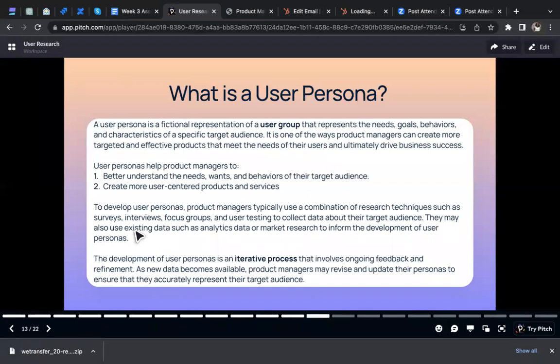Now, what is a user persona? Who is a user persona? A user persona is a fictional representation of a user group that represent.